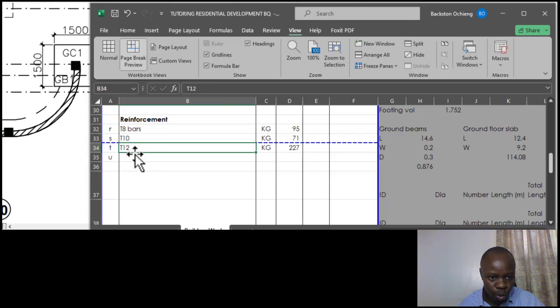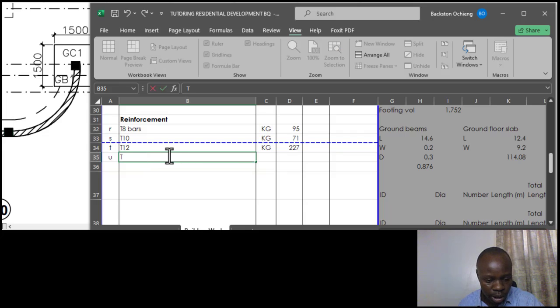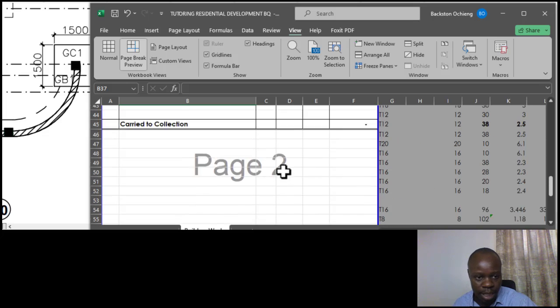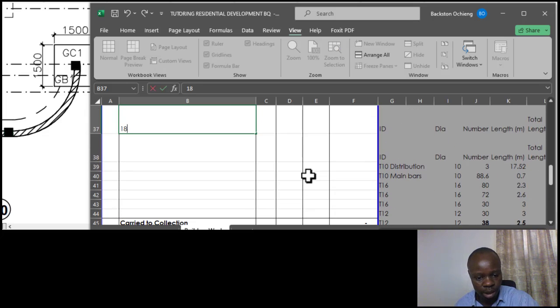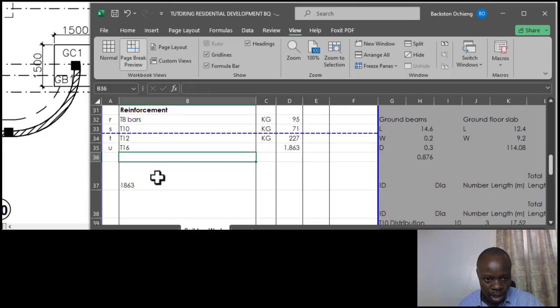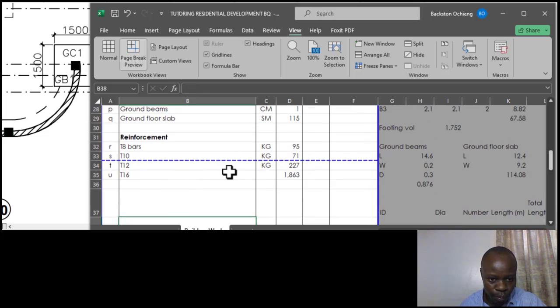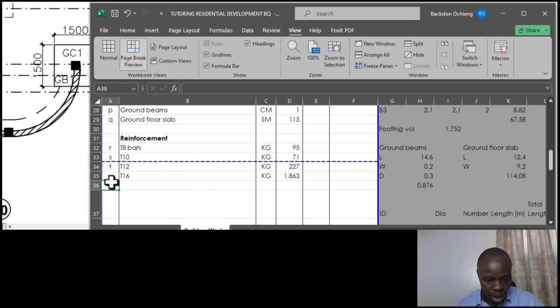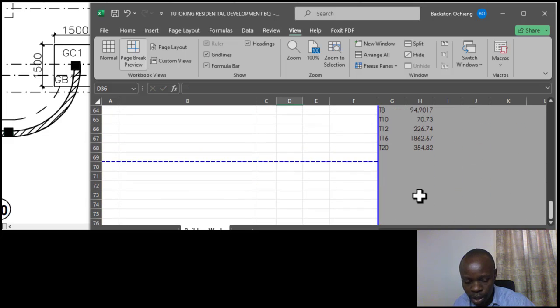This is U, and this is T16. T16 is 1863. 1863 kgs. Now it should be here, 1863 kgs, not here. And this is kg. This is item V, and that is T20, which is the last one, kg, and the weight is going to be 355.